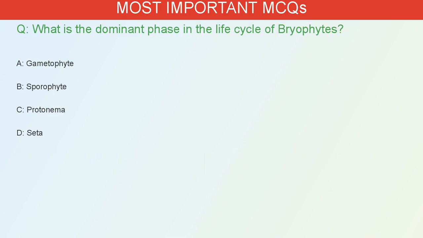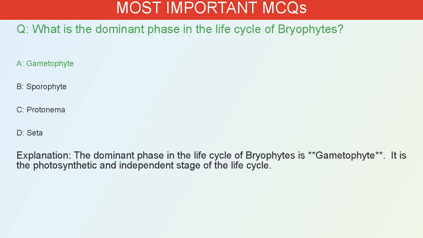What is the dominant phase in the life cycle of bryophytes? A. Gametophyte. B. Sporophyte. C. Protonema. D. Seta. The correct answer is A. The dominant phase in the life cycle of bryophytes is the gametophyte. It is the photosynthetic and independent stage of the life cycle.